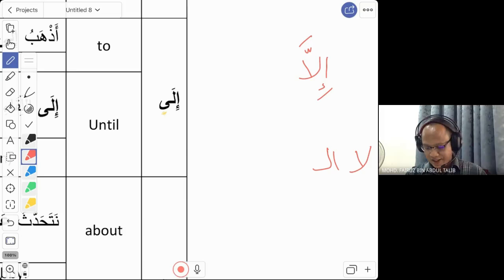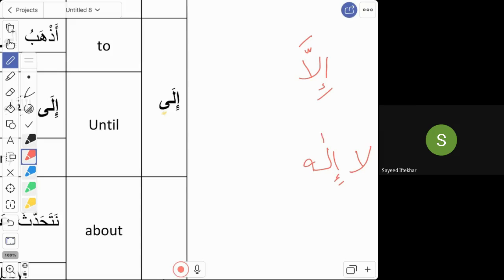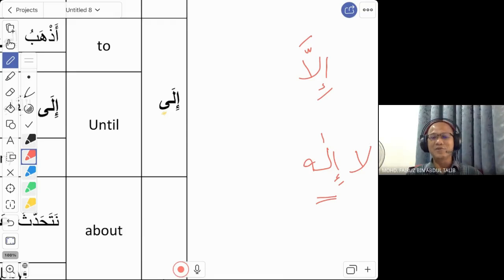Actually, Said, it is not ilah. It is ilaha. I thought it's an extension of the word. No, it changes the meaning. Yes, they are two different words. That is why we need to look. Sometimes you don't only depend on what you hear. You have to look at the writing as well.